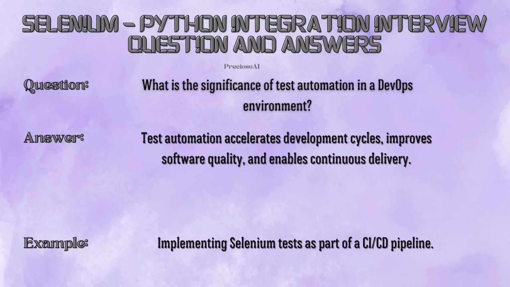Next question is: what is the significance of test automation in a DevOps environment? And the answer is test automation accelerates development cycles, improves software quality, and enables continuous delivery. For example, implementing Selenium tests as part of a CI/CD pipeline.